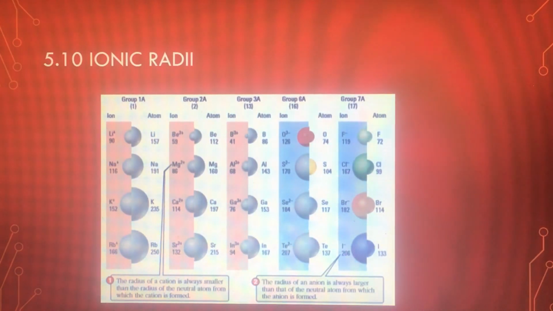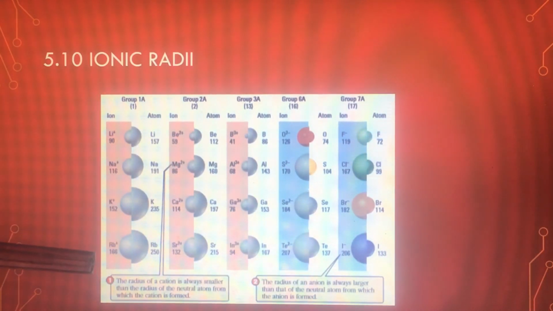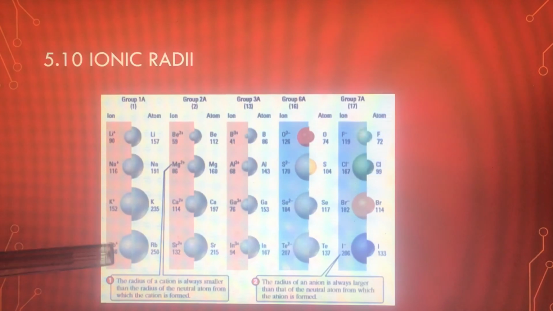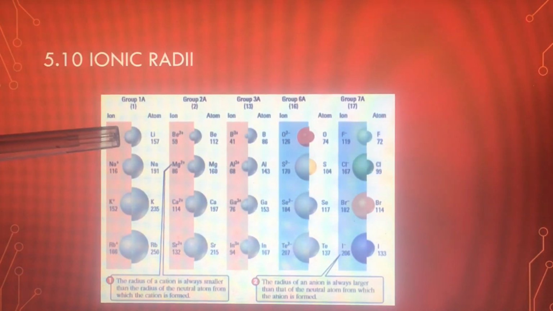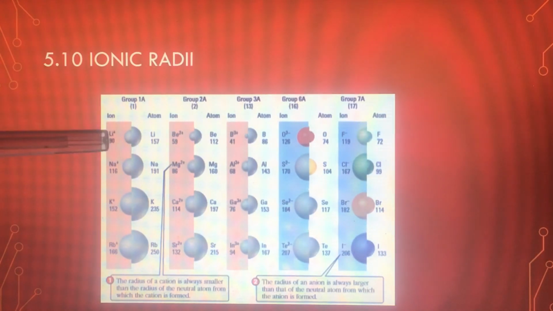It is also found in this figure that as we go from top to bottom, it is still the same as with the atomic radius, wherein we have a larger main energy shell, or main energy level, that is occupied by the valence electrons. So as we go from top to bottom, the radius will still be bigger. That's it for 5.10, ionic radius.